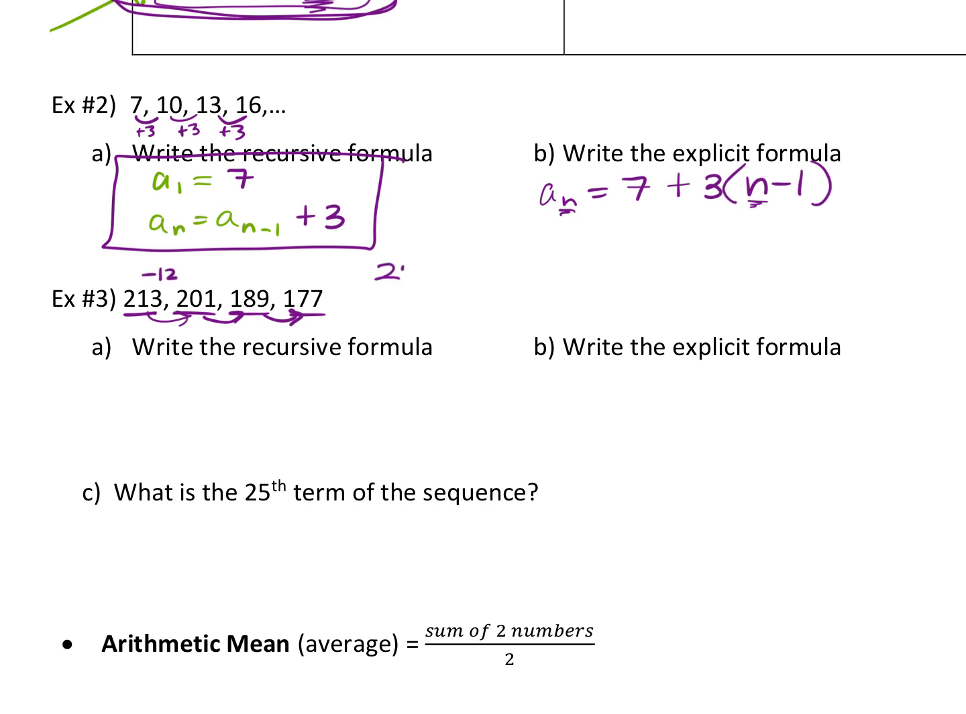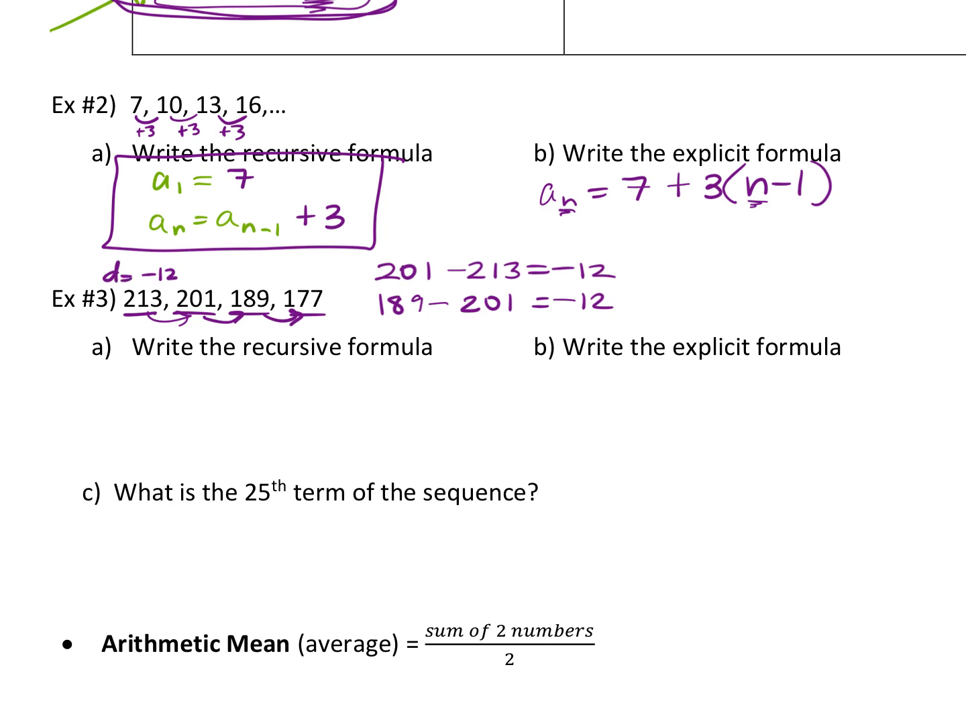Remember I said you can just take the second term minus the first term. You'll get a negative 12. Or you can take the third term minus the second term. You'll get a negative 12. So that's your common difference. Okay, this is your D.